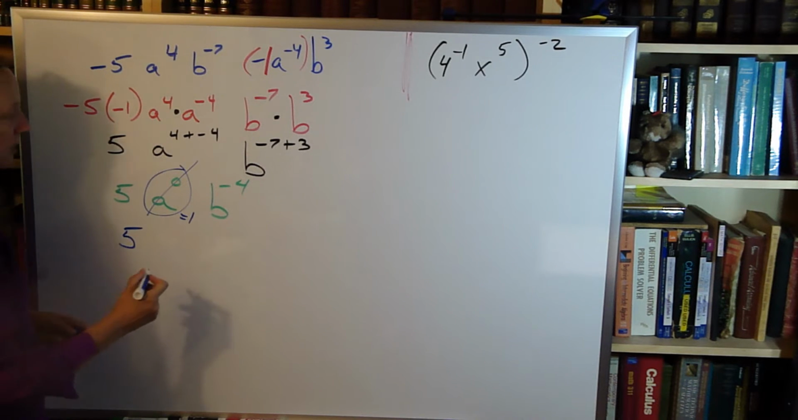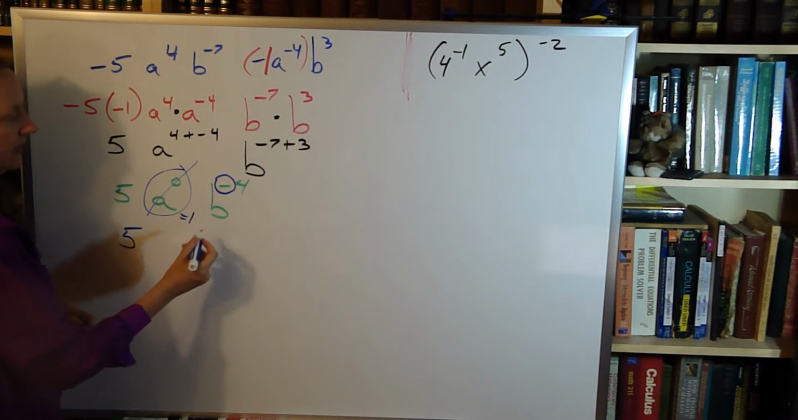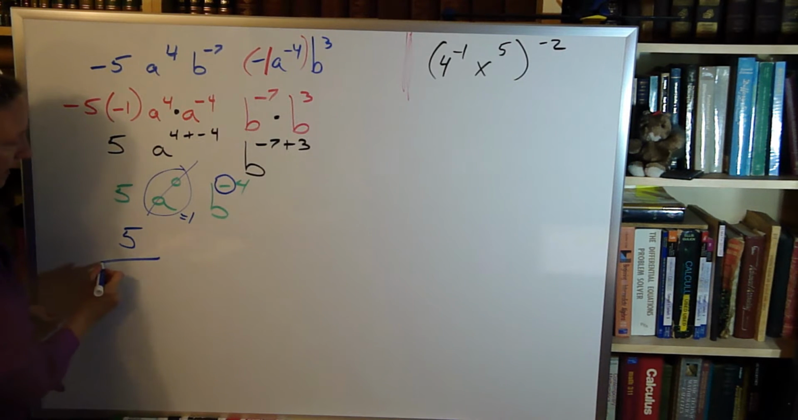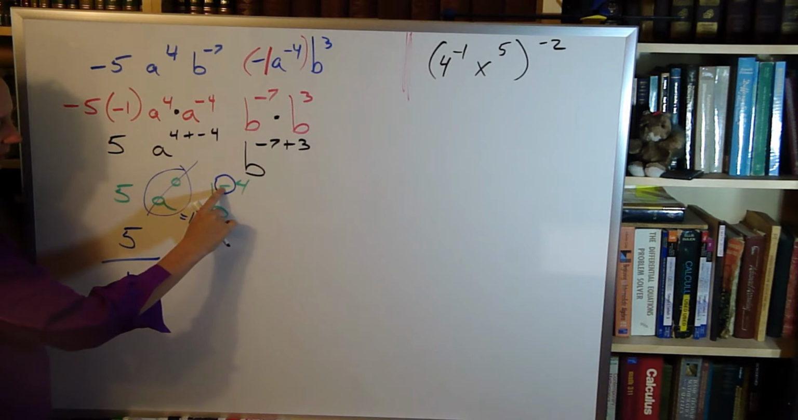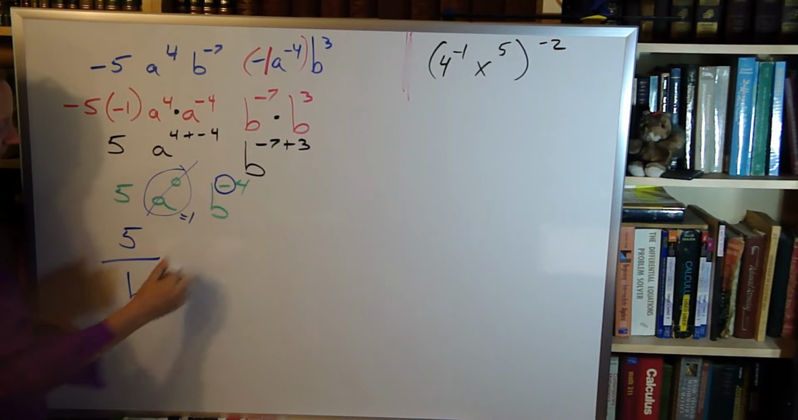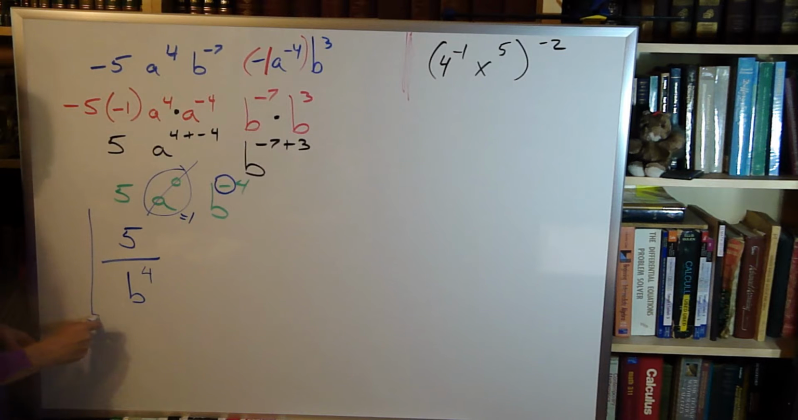B to the -4. Because of that negative sign, I'm going to put that on the bottom of the fraction. B stays the same. Get rid of the negative sign, keep the 4. Now I have my answer.